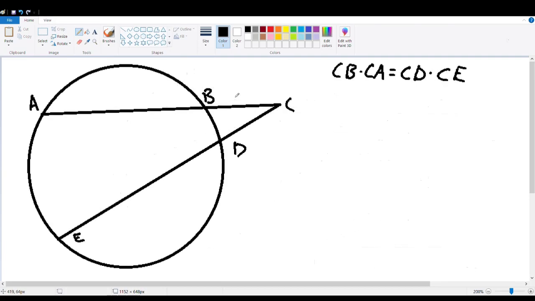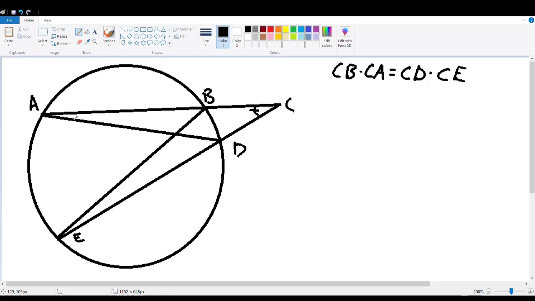The third and final power of the point question that we are going to be proving is the secant theorem. The secant theorem states that CB times CA equals CD times CE. Why is this? If you guessed similar triangles, you are correct. If you draw a line from A to D and E to B like so, you can see that the triangles EBC and ADC all share an angle C.